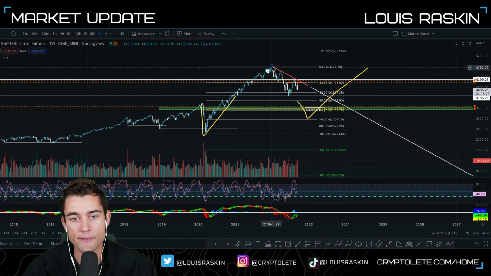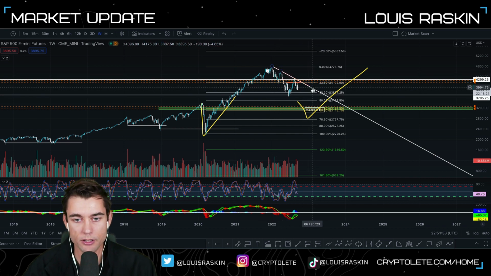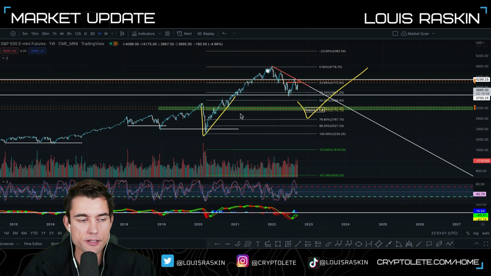Also, if the S&P 500 reaches this line, I have an alert to go off to tell me to basically sell everything if it touches this line. And so that is the S&P 500. Also, notice that the MACD is coming down, and the RSI and stochastic RSI are also coming down.